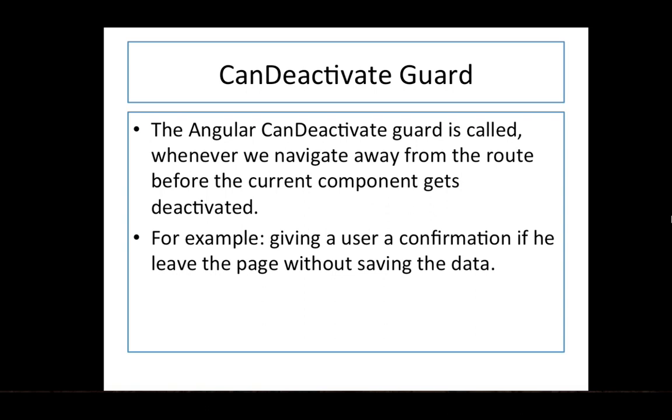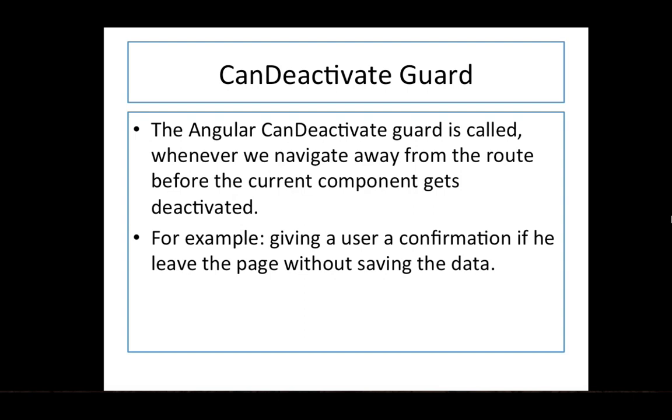Can deactivate guard is used whenever we navigate away from the route before the current component gets deactivated. The best use case of can deactivate guard is the data entry component. The user may have filled the data entry and try to leave that component without saving his work. So the can deactivate guard gives us a chance to warn the user that he has not saved his work and gives him a chance to cancel the navigation. So in this scenario, can deactivate guard is very useful.